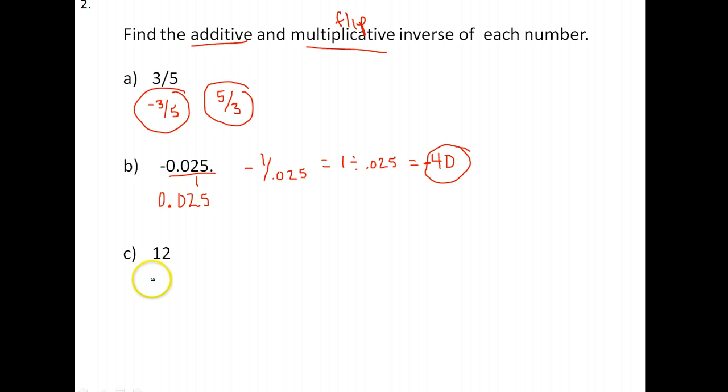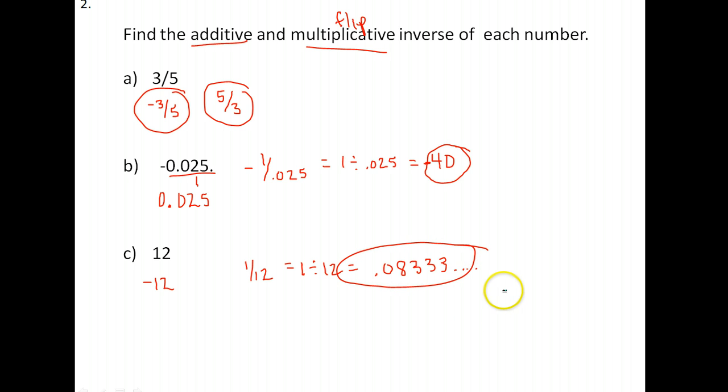Finally, 12. Well, additive inverse, you just change the sign. That would be negative 12. Multiplicative inverse, you put it as 1 over the number because we're flipping it, and if it doesn't have a bottom, you assume it's 1. To find the decimal for that, you divide 1 divided by 12 is 0.08333. It continues from there. Right, so there are 3 examples of finding multiplicative and additive inverses.